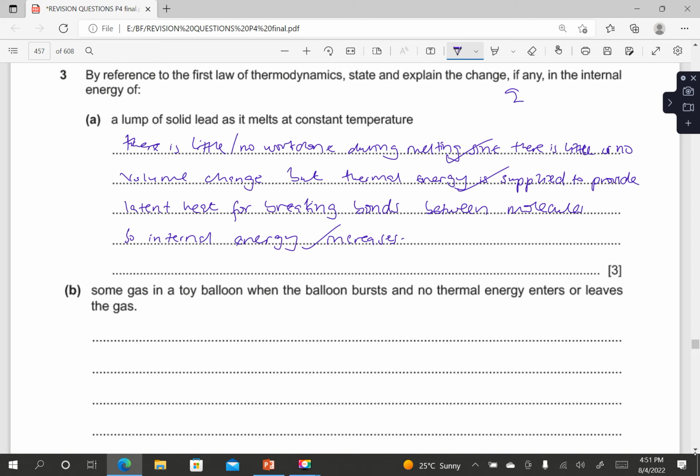Then some gas in a toy balloon: when the balloon bursts and no thermal energy enters or leaves the gas, that means Q is equal to 0. When the balloon bursts, work is done. The work done during bursting is actually negative because the balloon must be expanding. Using the first law of thermodynamics, the change in internal energy will be a negative value, because the work done is negative. A negative value implies a decrease in internal energy.